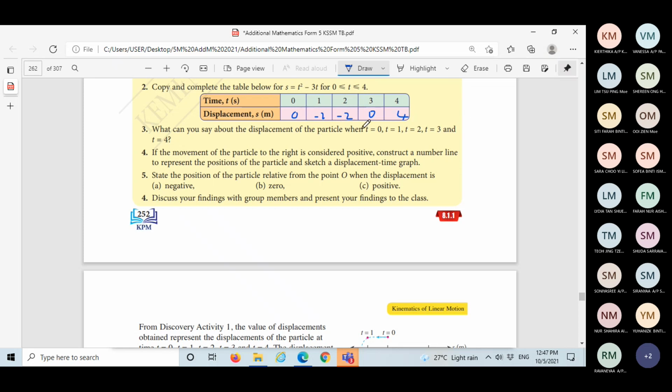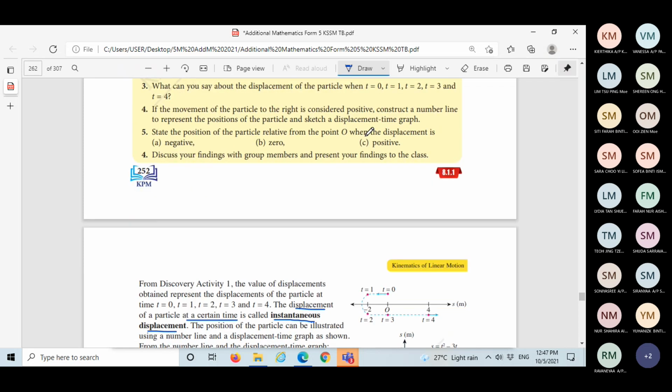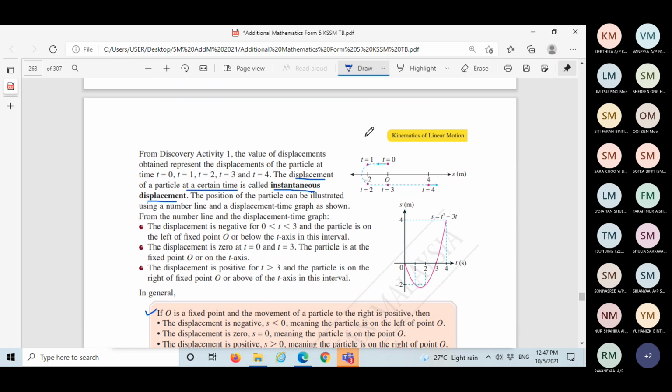Based on this, we draw the graph first. When t is 0, it is 0. When t is 4, it is 4. When t is 3, it is 0. When t is 1, it is negative 2, and t is 2 also is negative 2. But you have to know that because this is quadratic, it will go down some more and then come out. Here they didn't mention exactly what the value is.